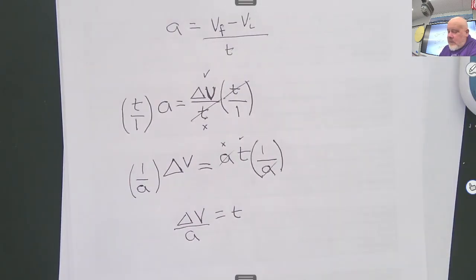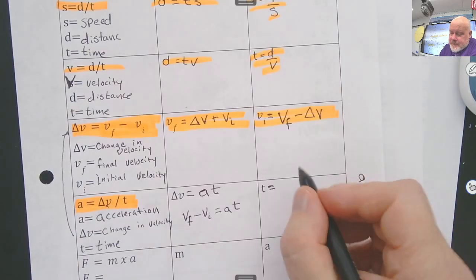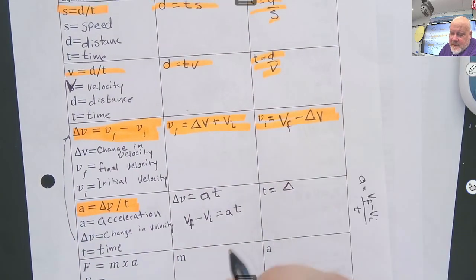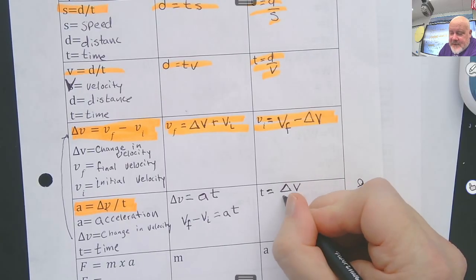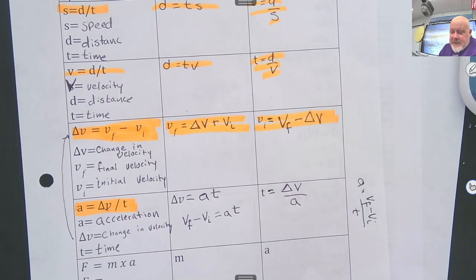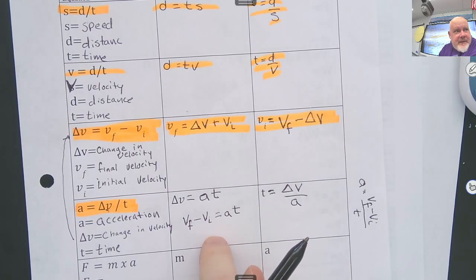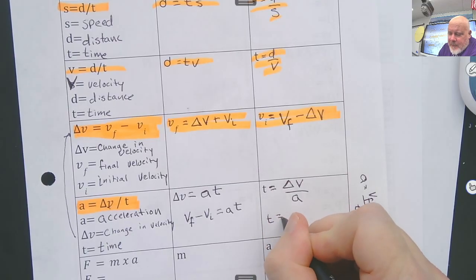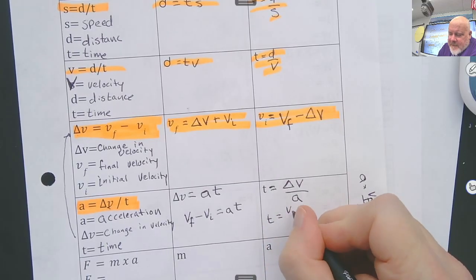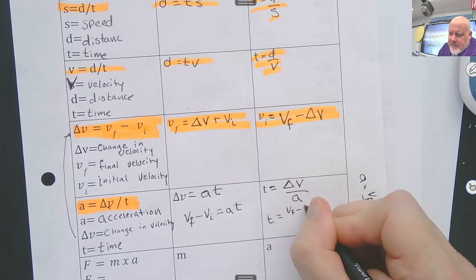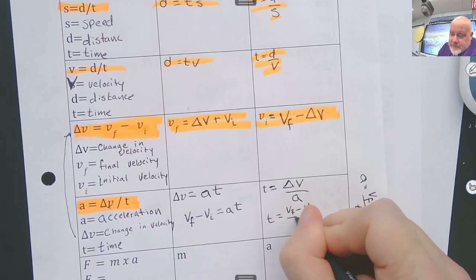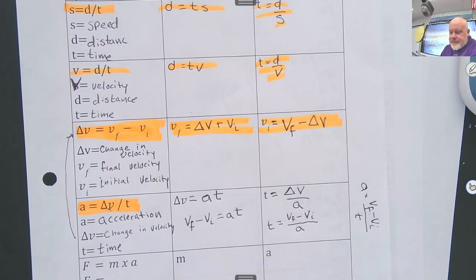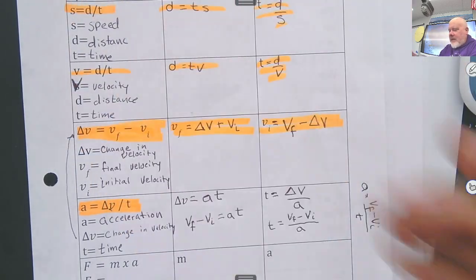Okay, so we can write that here. Time equals change in acceleration. Sorry, said that wrong. Change in velocity divided by acceleration. Once again, just like this equation, change in velocity can be written this way. We can also write this as velocity final minus velocity initial divided by acceleration. All right, but these are your key formulas.